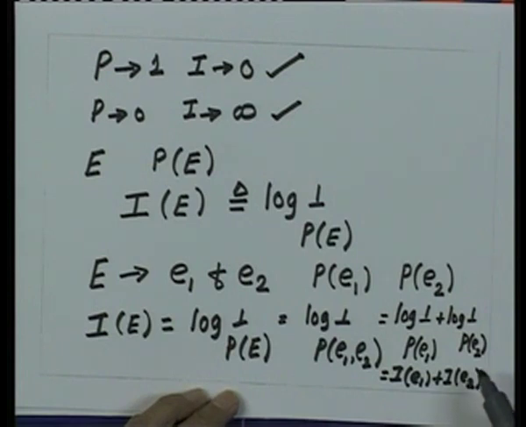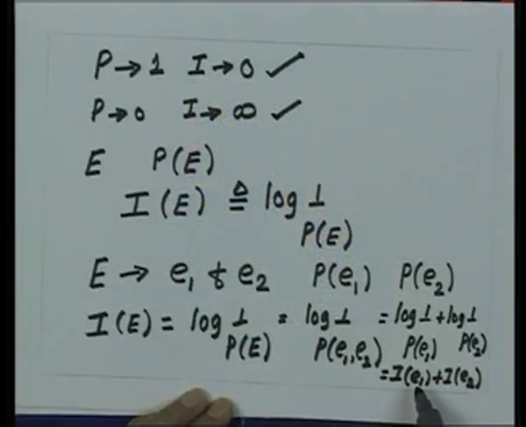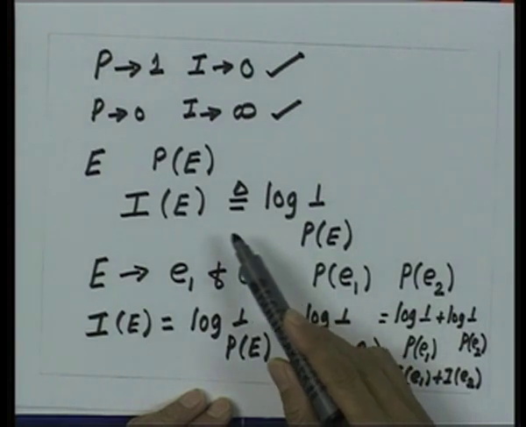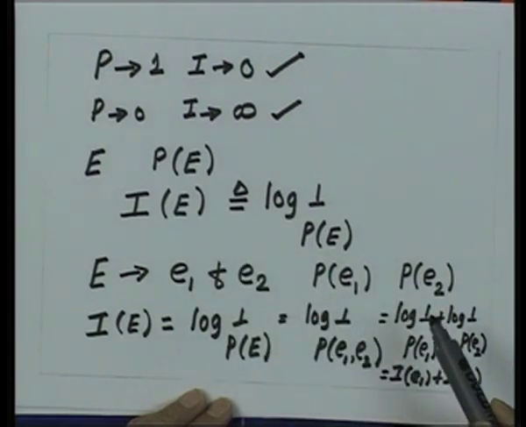Now, this kind of addition of information from two sub-events to get the final information in the event E can happen with only log functions. It is not difficult to show this. Therefore, the choice of log function is there for the measure of information.